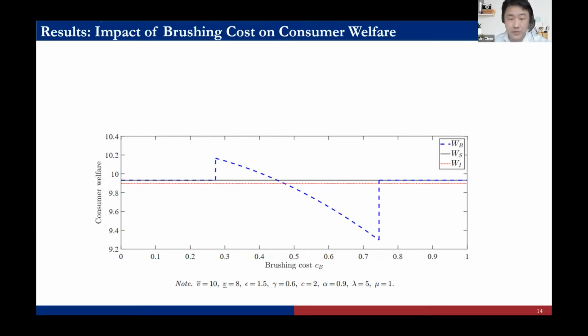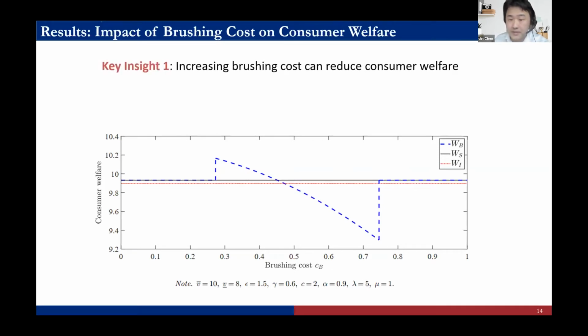And thus, when the brushing cost is intermediately low, like this part, seller H brushes more, and the consumer welfare is higher, since H is a more popular product. But as the brushing cost increases, seller L starts to brush more than seller H, and hence the consumer welfare decreases, which is shown by this blue dashed line. And this leads to the first insight, which is that making brushing more difficult may actually hurt consumers.